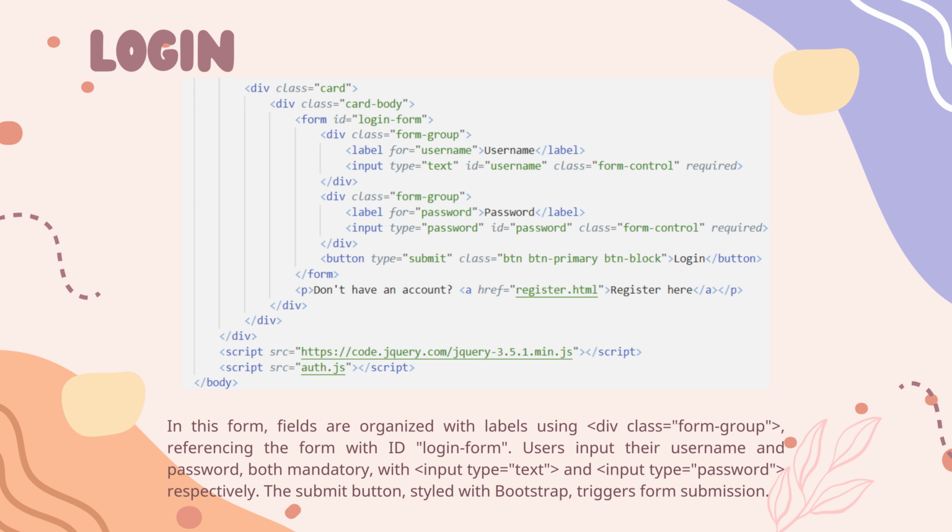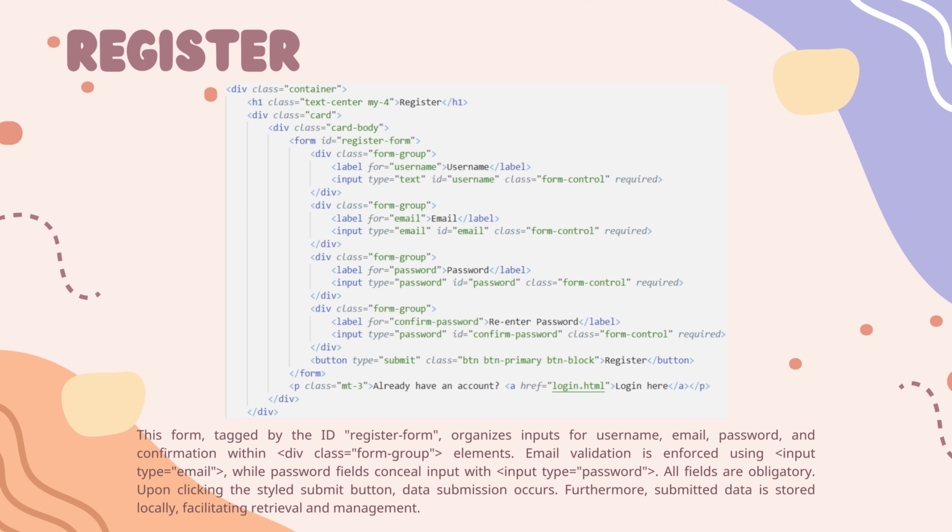Finally, we have the submit button. It's styled to stand out with Bootstrap classes like btn and btn-primary. The code is button type submit, class btn btn-primary, and clicking it triggers the form submission to complete the login process.